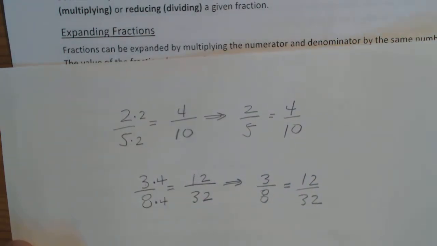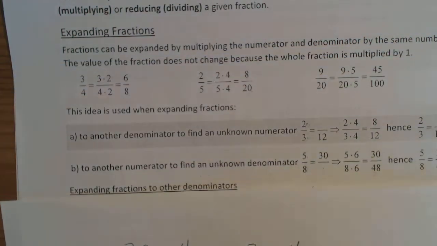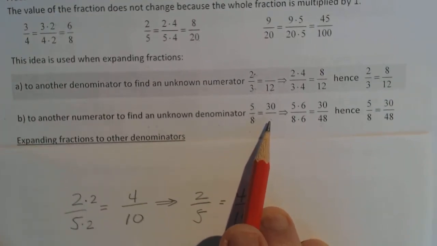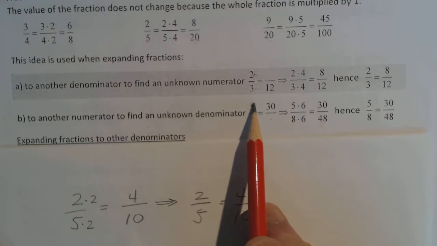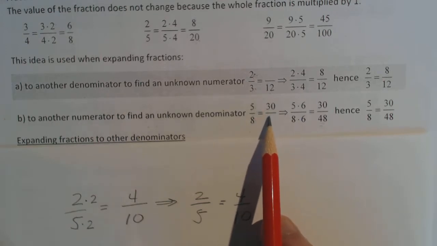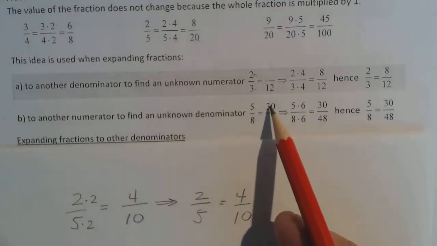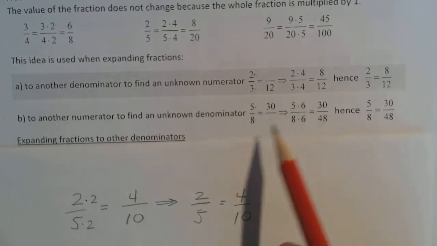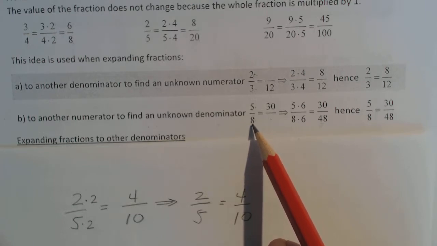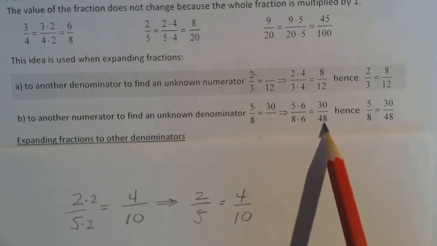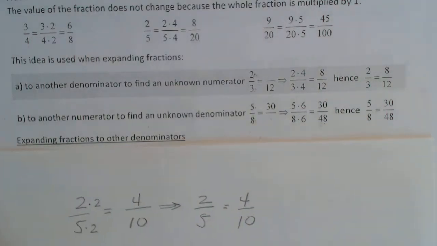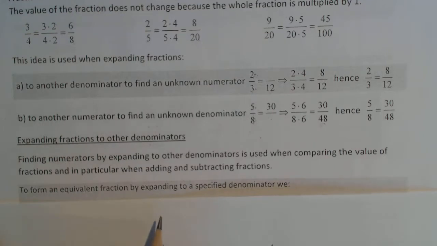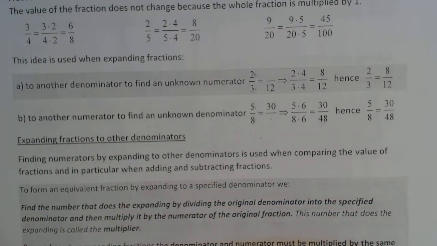Now, also you can use this idea for finding a denominator, as you can see here in this example. For example, 5 over 8 equals something over 30. To get from 5 to 30, I must multiply the 5 by 6. So 5 times 6 is 30. Therefore, I must multiply the bottom by 6. 8 times 6 is 48. It's the same idea. Okay, so to form an equivalent fraction by expanding to a specified denominator, this is what we do.